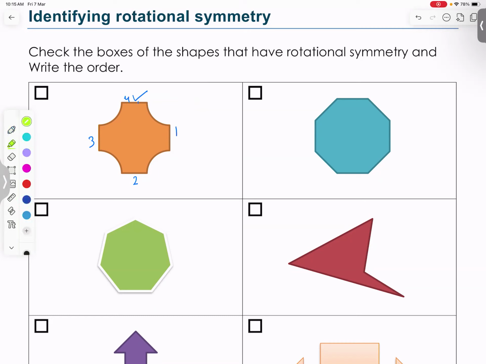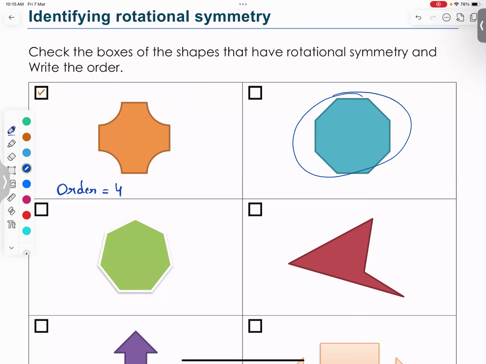I pick a side, and this side can shift to one place, two places, three places, or after a 360 rotation come back to its place. So that's the reason we can say that this one has rotational symmetry, and the order of rotational symmetry is 4. Check the box because it has rotational symmetry, and the order of rotational symmetry is 4. And now the next one.